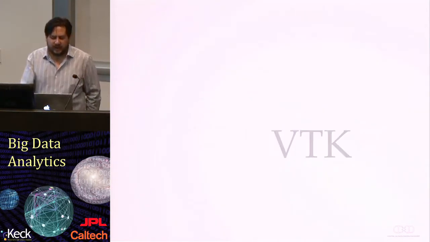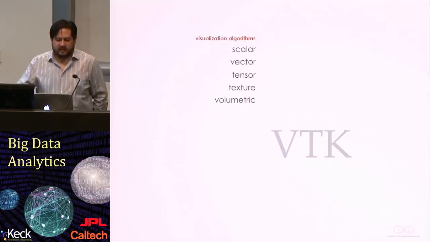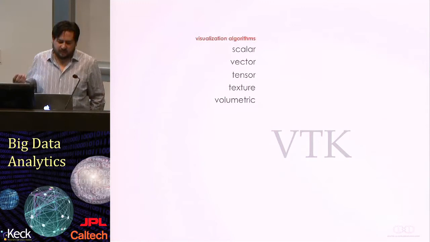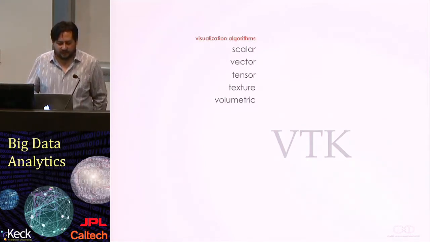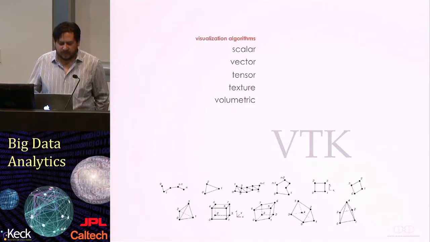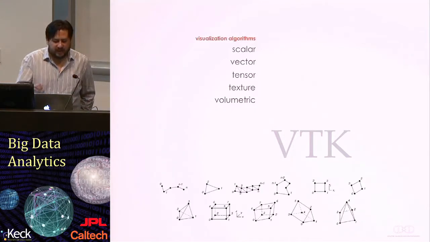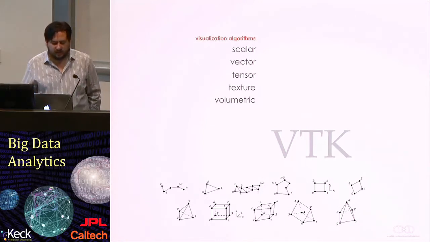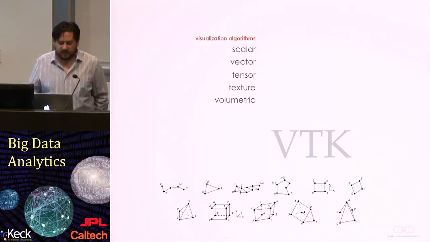So what does VTK have in it? Well, it has basic visualization algorithms that let you deal with scalar data, vector data, tensor data, even textures and volumetric data. As we said before, the basic elements that would define this data are either points in space, triangles in space, triangle strips, and all sorts of different kinds of finite elements, and in fact, ways you can even mix and match some of these.